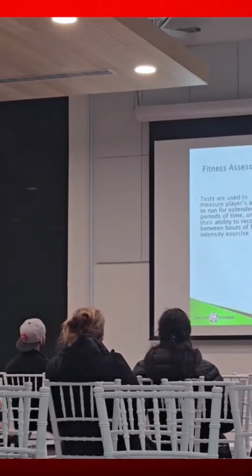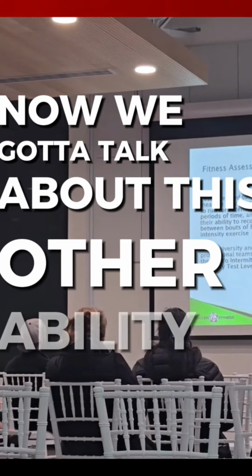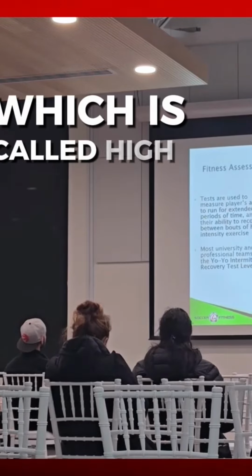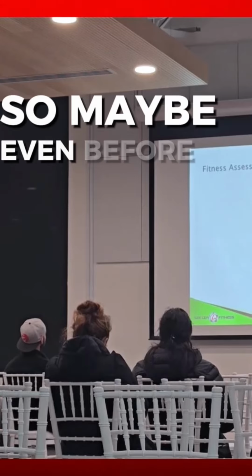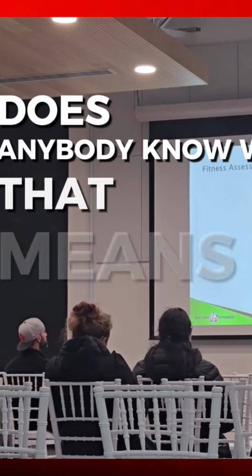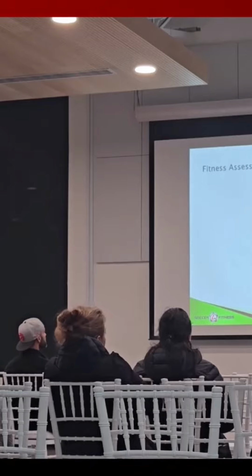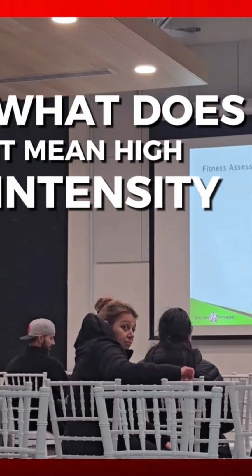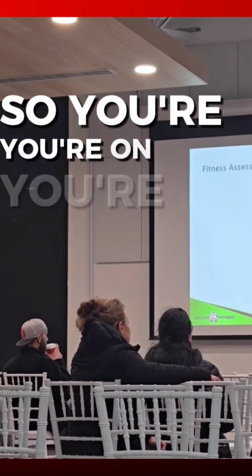Okay. Now we got to talk about this other ability, which is called high intensity running ability. So maybe even before I put it up there, does anybody know what that means? What does it mean? High intensity running ability. Yeah. To run on the pace and then run at a faster pace and then run higher. Okay, yeah, so you're on the right track with it.